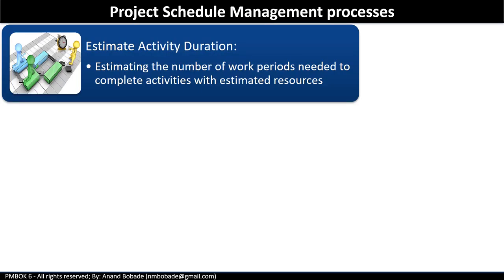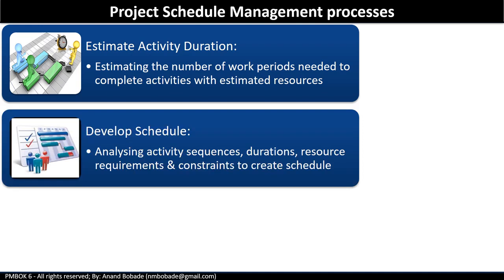Next is estimate activity durations. It is the process of estimating the number of work periods needed to complete individual activities with estimated resources. Again, resources are coming from the resource management knowledge area. Develop schedule: the process of analyzing activity sequences, durations, resource requirements, and schedule constraints to create the project schedule. So this is where the final project schedule is created, which is also called the schedule baseline.